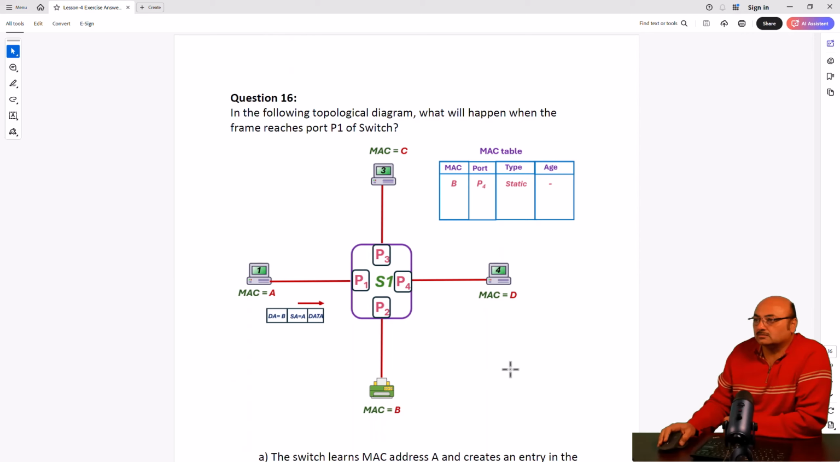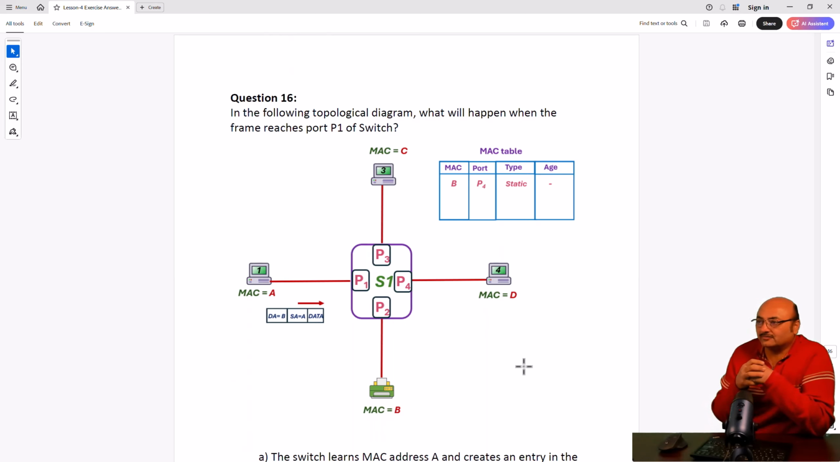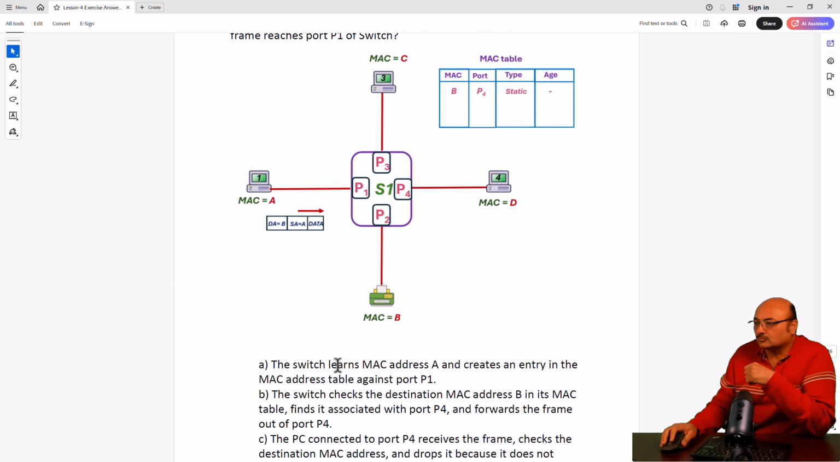Question 16. In the following topological diagram, what will happen when the frame reaches port P1? Kind of a repetition of question 15, but let's look. There's a small subtle difference in here. The first step is correct. The source address will be learned on port P1. That is correct.